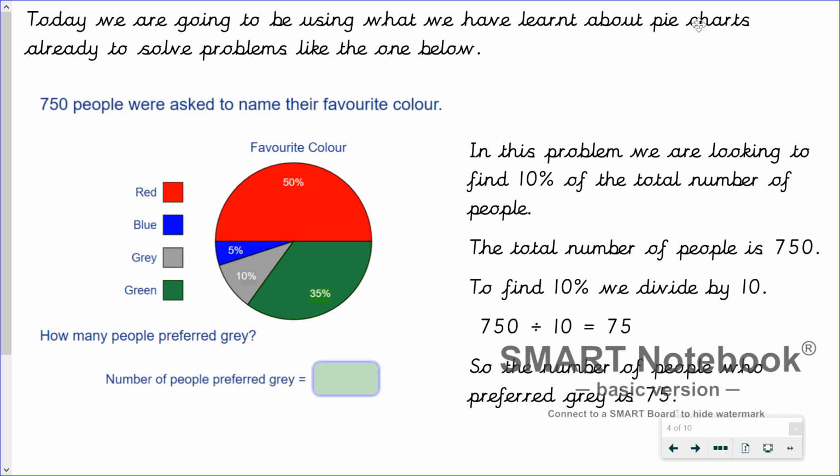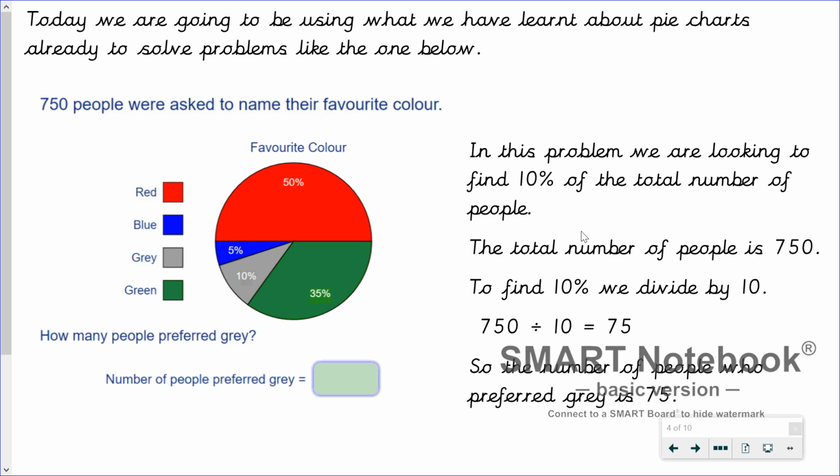As I said, we're going to be looking at solving problems like the one we've got below. So 750 people were asked to name their favorite color. Here is a pie chart of their favorite color. The options were red, blue, gray, and green. And it says how many people preferred gray. Now the percentages are already done for you. 50% preferred red, 35% preferred green, 10% preferred grey, 5% preferred blue.